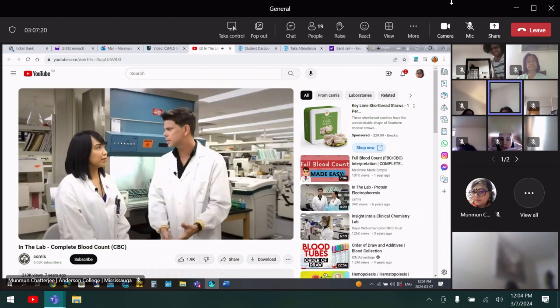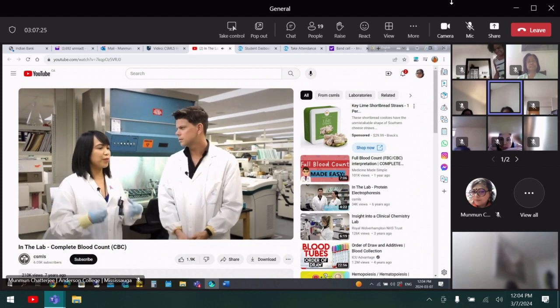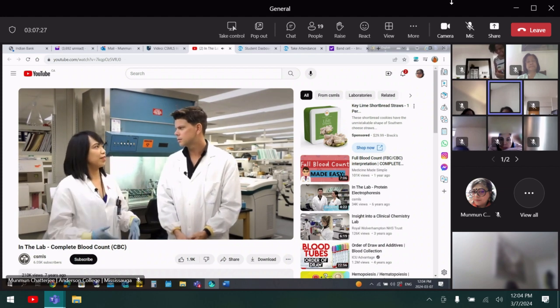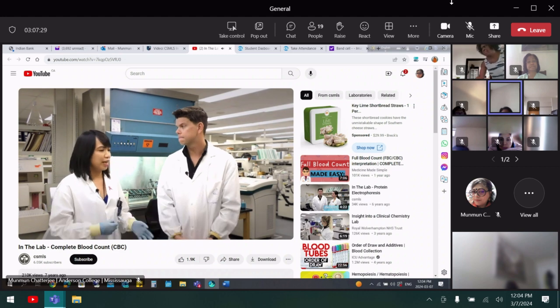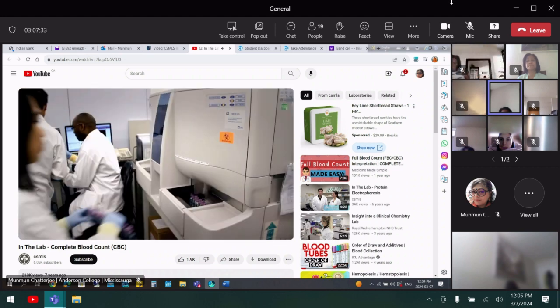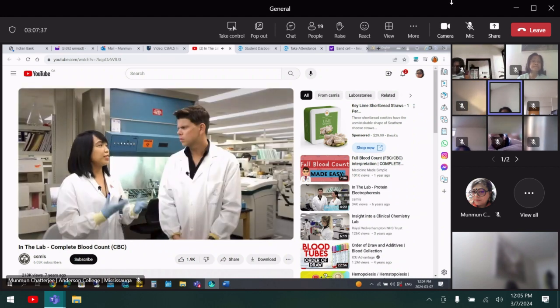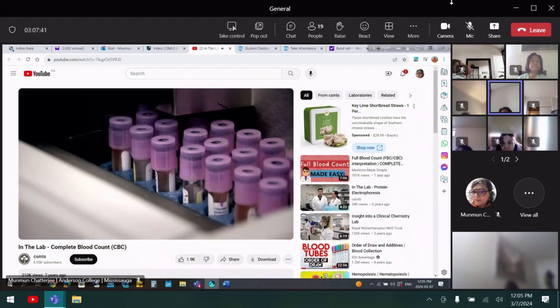So what do the results of this test tell us? So basically, with a CBC, you just want to look at the overall health of an individual or a patient. What happens is if we see anything abnormal or anything that doesn't seem right, we'll order additional tests. And if anything's critical, we'll call the doctors, we'll call the nurses, so that the patient can get the treatment that they need immediately.